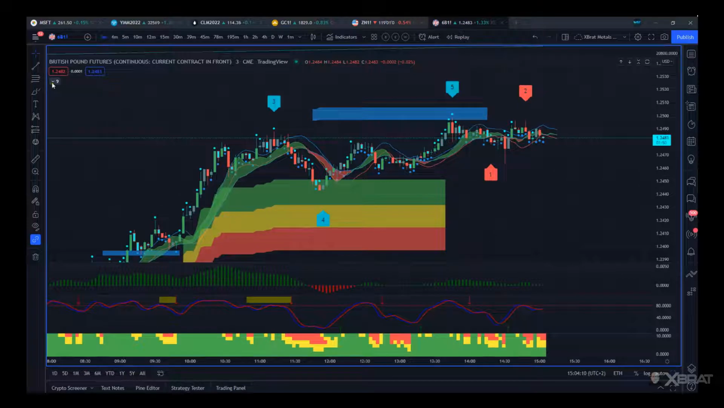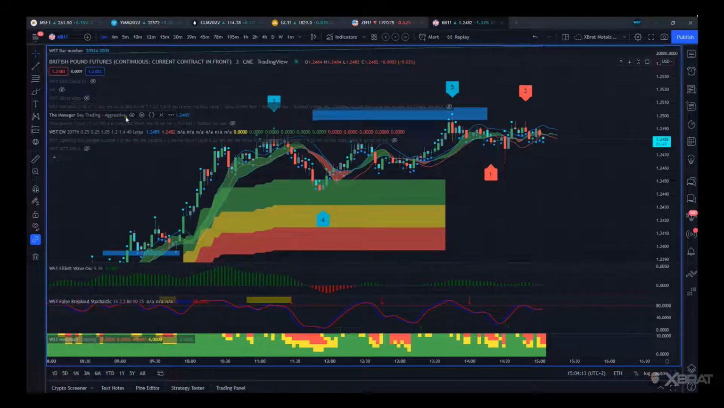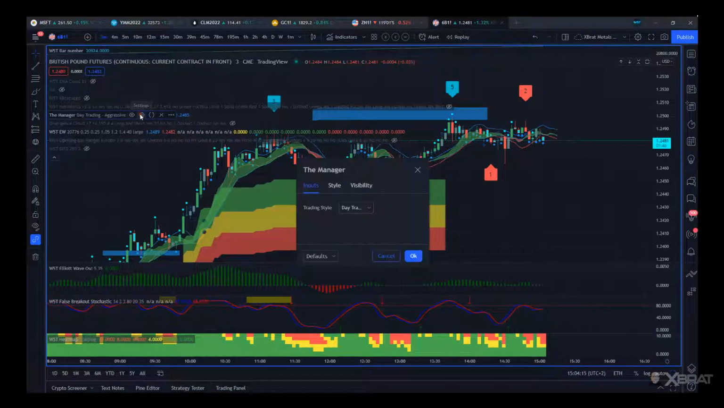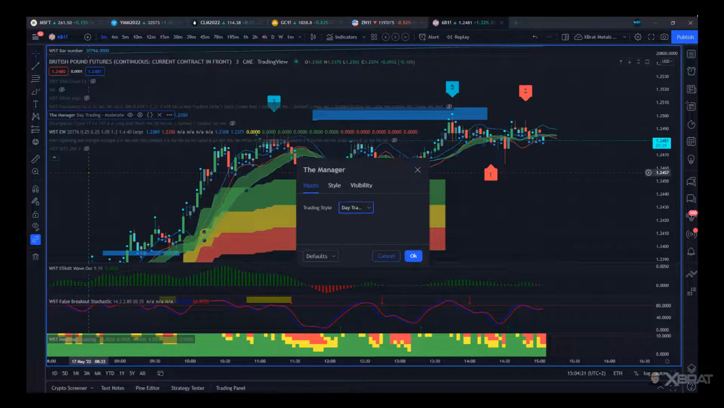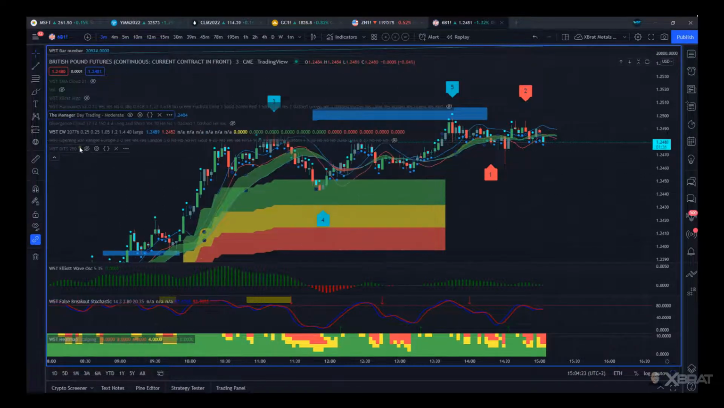So if we go to the manager now, we are on day trading aggressive. Now, one of the things we talk about with the manager is we need to be on day trading moderate or conservative with a trend trade, if you like.